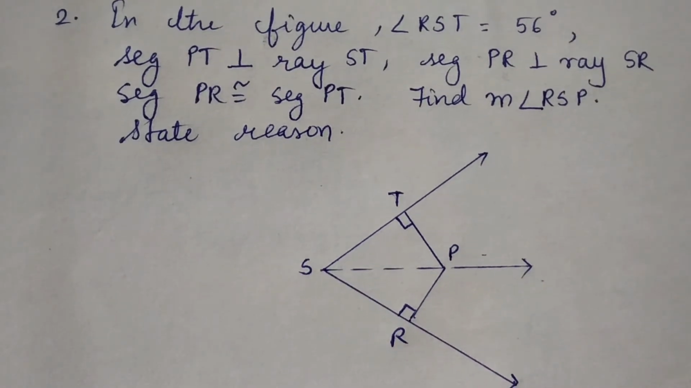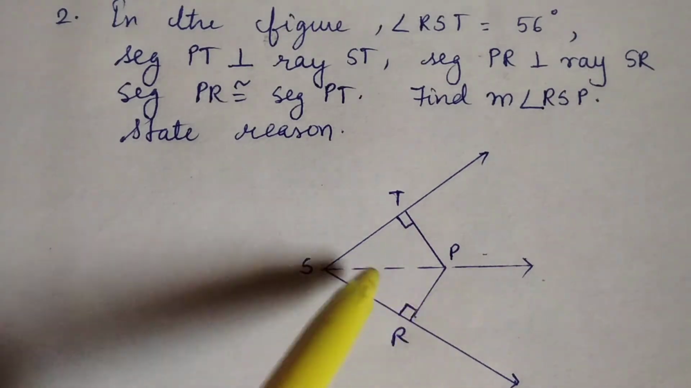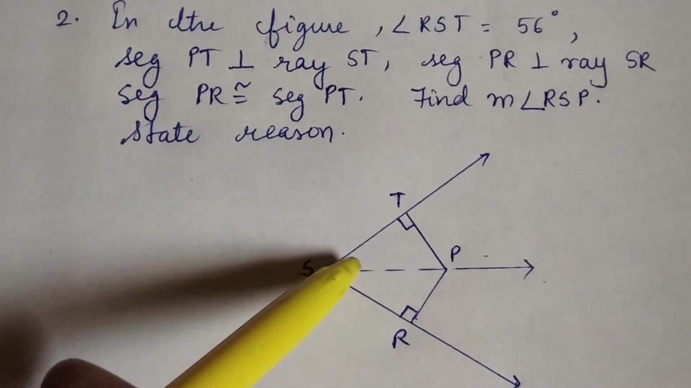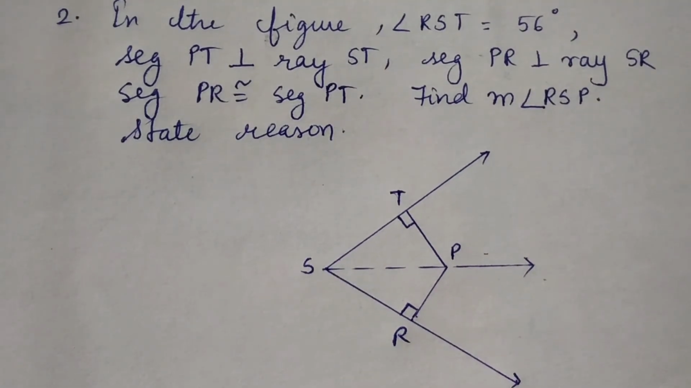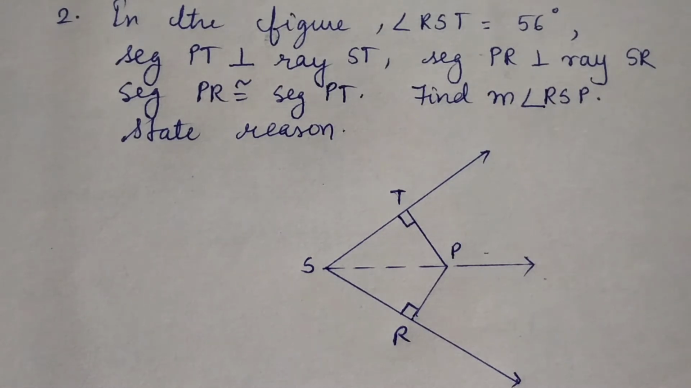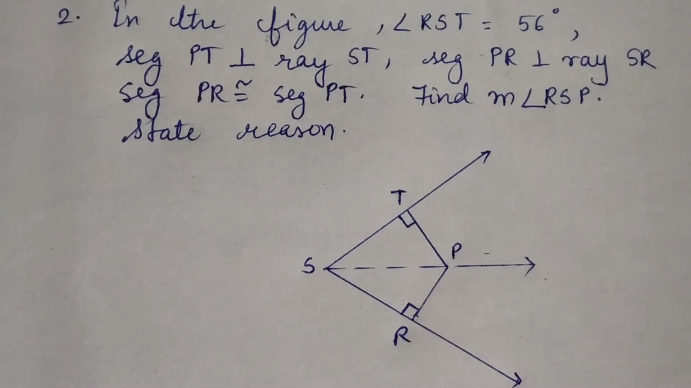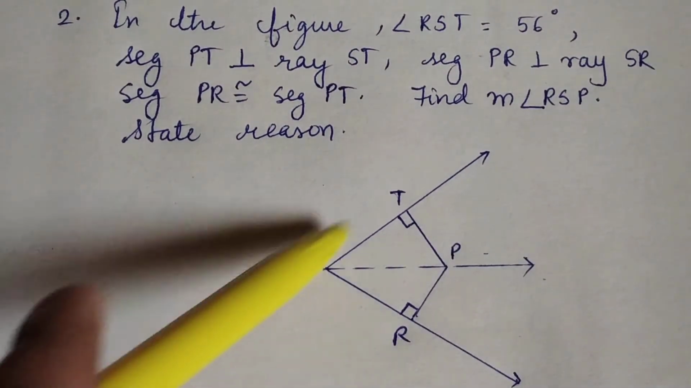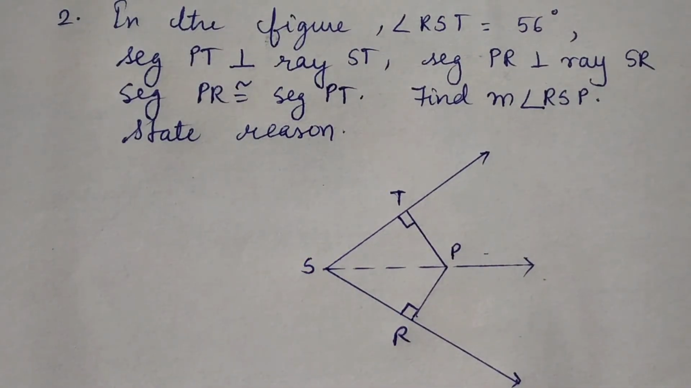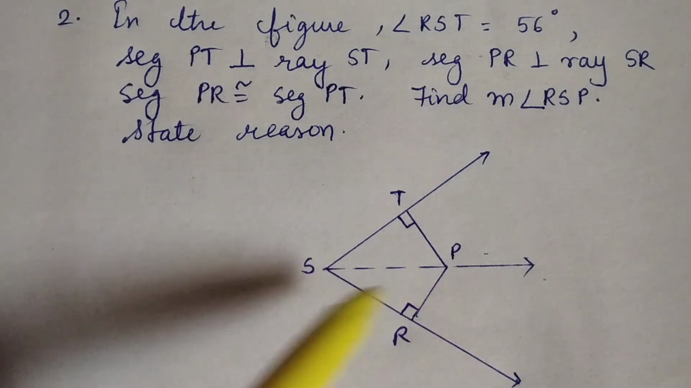Looking at the figure, you will say, oh, it is the angle bisector property, and therefore angle RSP is going to be half of RST. Yes, but they have nowhere mentioned in the question that PS is the angle bisector. Have they mentioned it? No, nothing as such has been mentioned. So how can you say that RSP is half of angle RST? We cannot say that, until and unless we show that PS is an angle bisector.